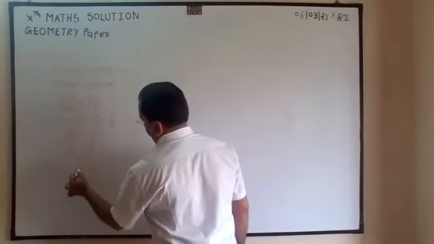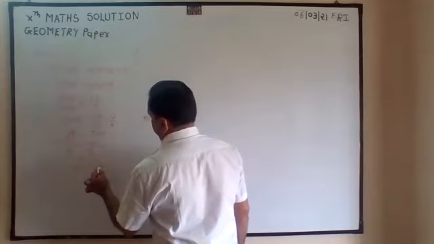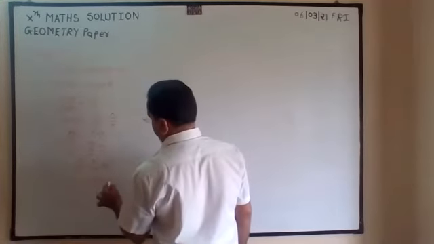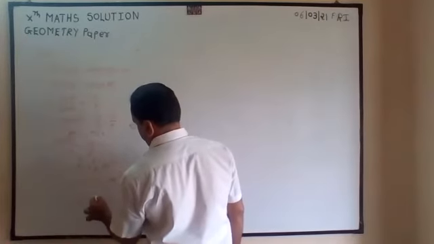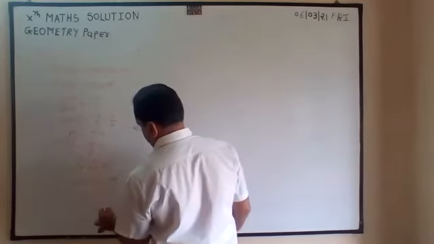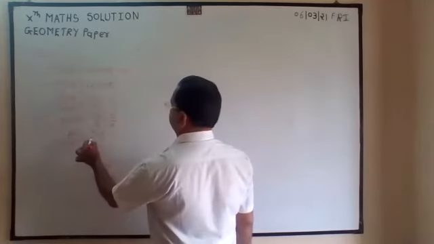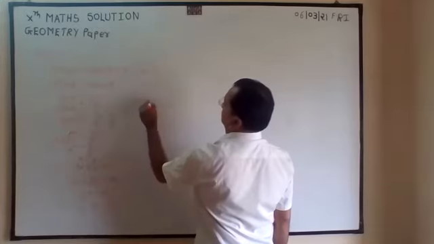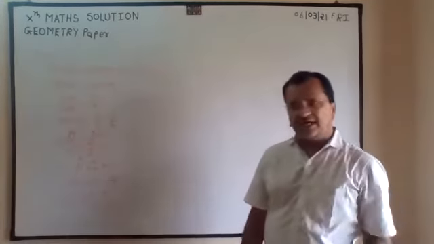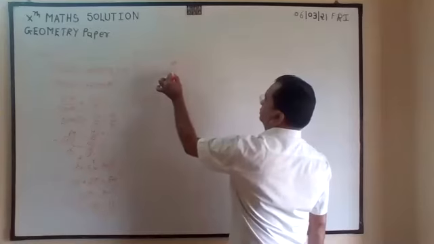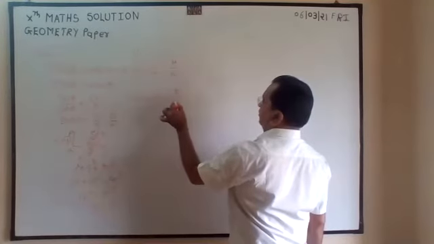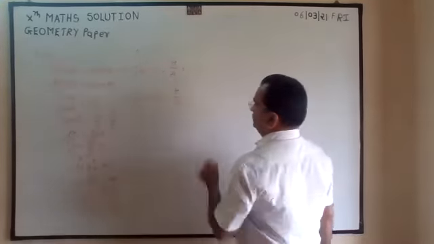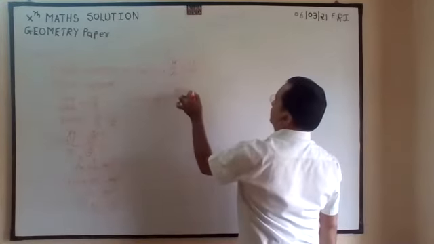So 12 square plus 5 square is equal to AC square, that means hypotenuse square. So 144 plus 25 is equal to AC square. So 169 is equal to AC square. So AC is equal to 13. Now we want sec theta and cosec theta. Sec theta is hypotenuse by adjacent, cosec theta is hypotenuse by opposite. So hypotenuse 13, adjacent 5: 13 by 5, and 13 by 12.